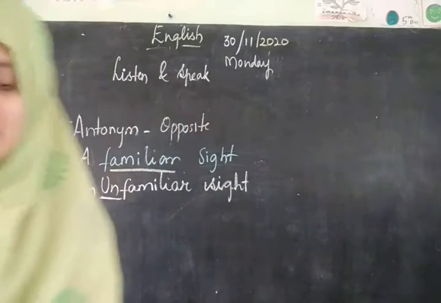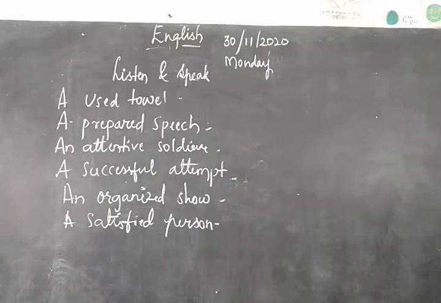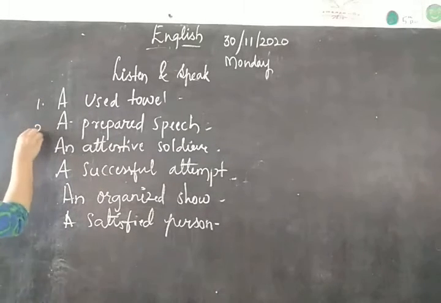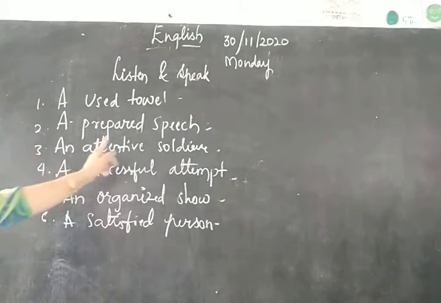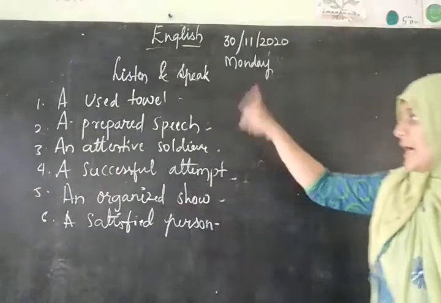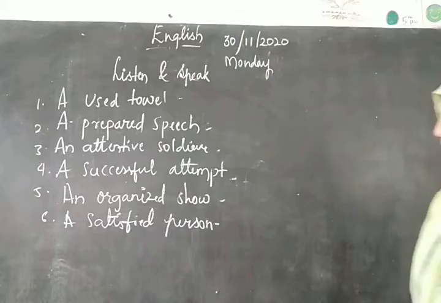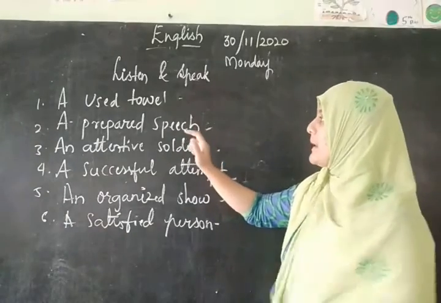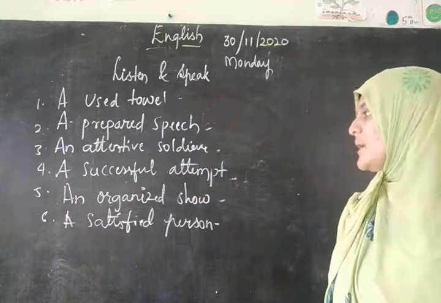Like that, they have given a few examples for you. Let me write the examples. They've given: a used towel, a prepared speech, an attentive soldier, a successful attempt, an organized show, a satisfied person. Now you have to make these words into antonyms.